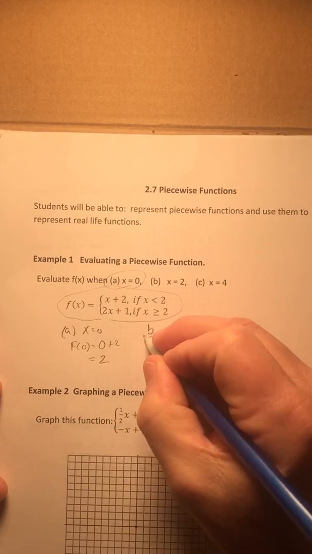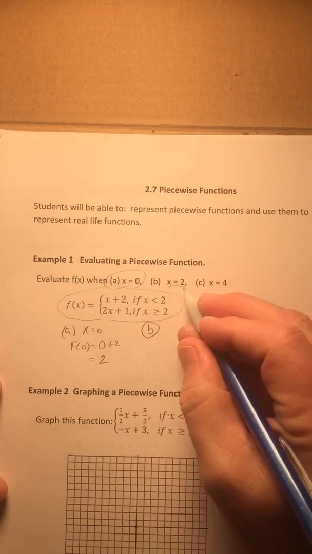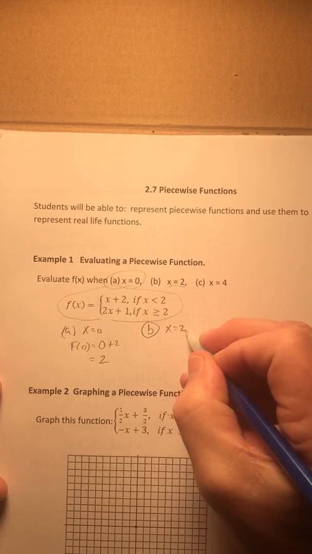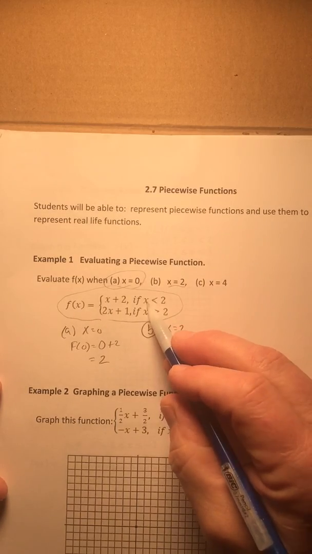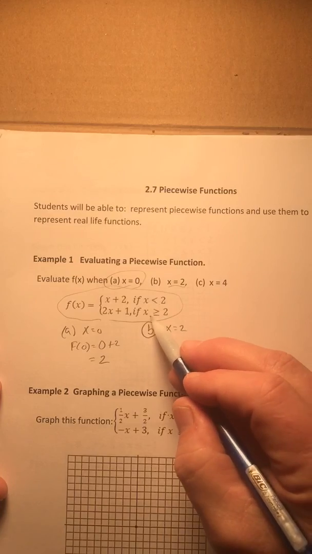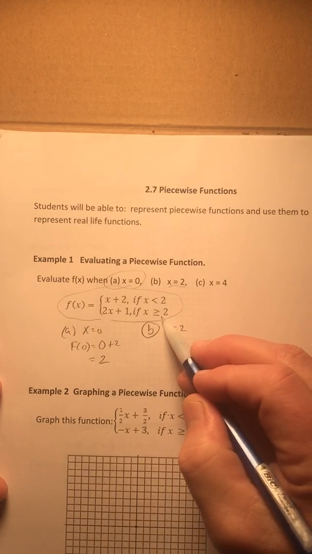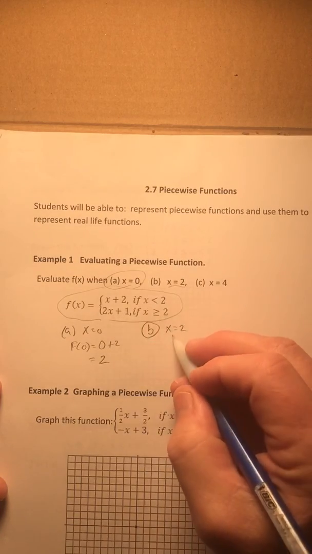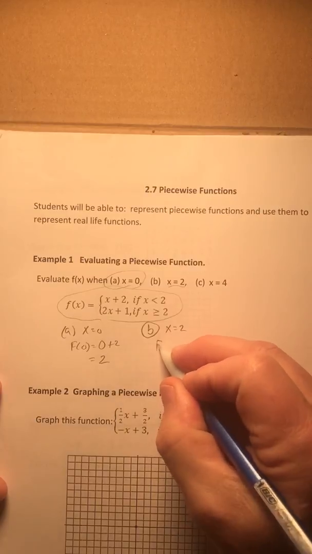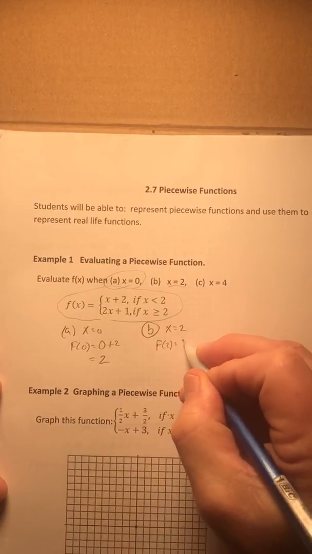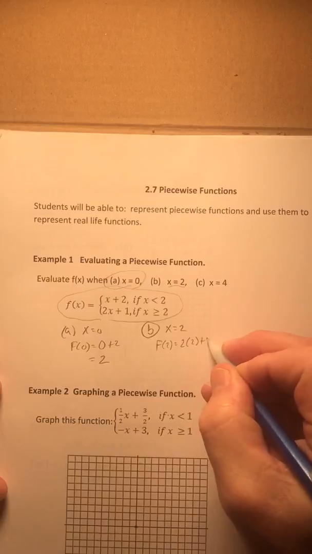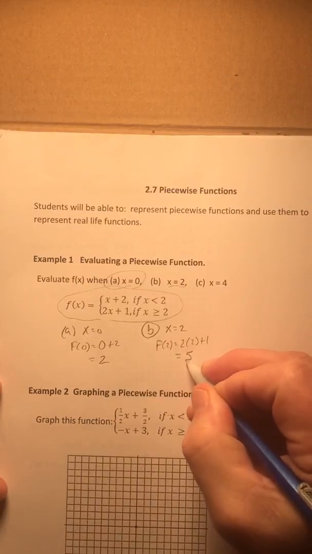And then b, we have x equals 2. So again, we put it in here. Is 2 less than 2? No. Is 2 greater than or equal to 2? Yes. That means we're going to use the second function to evaluate this. So f of 2 is 2 times 2 plus 1, and we get 5.